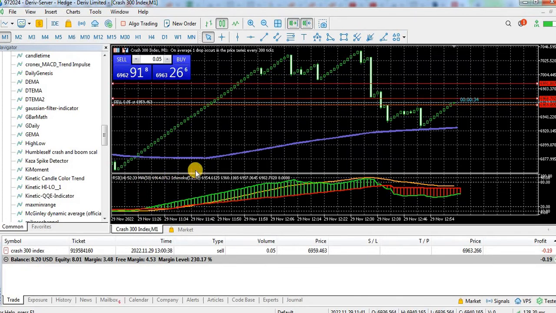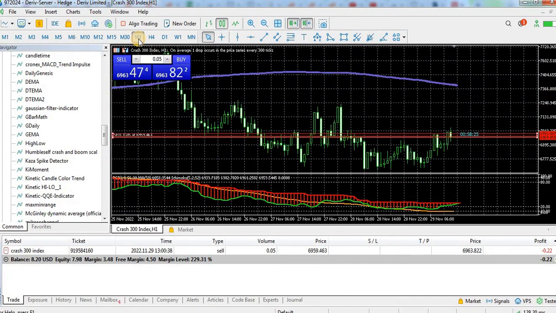What's happening in the market, but I'm very sure that this will spike down. It's going to spike because we're in the red zone, and the H1.